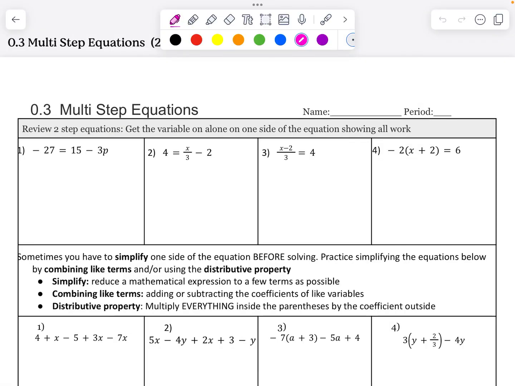Hello, lovelies. We are continuing. This is our last day of algebra. So we've got multi-step equations. We're going to review. These are just some 1 and 2 steppers.